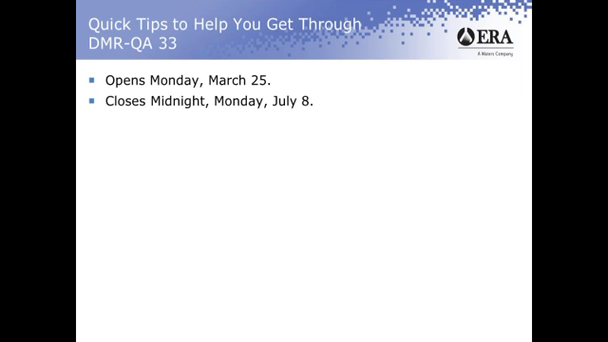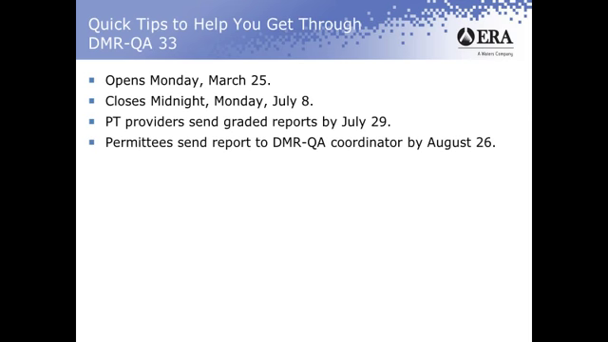What's important to notice here is that it does close at midnight on Monday the 8th, and that is at midnight in the time zone for the PT provider that you buy your standards from. So if you happen to run into any issues, remember that ERA here is in the Mountain Time Zone, so the study will close for ERA people on Monday, July 8th in the Mountain Time Zone. The next important date is that the PT providers will send in the graded reports to the permit holders and laboratories by July the 29th.